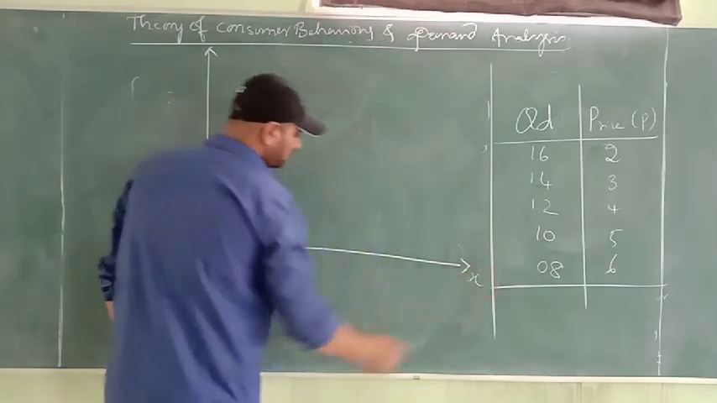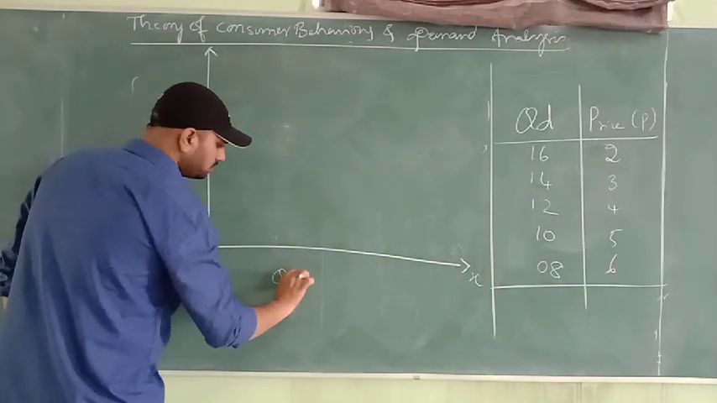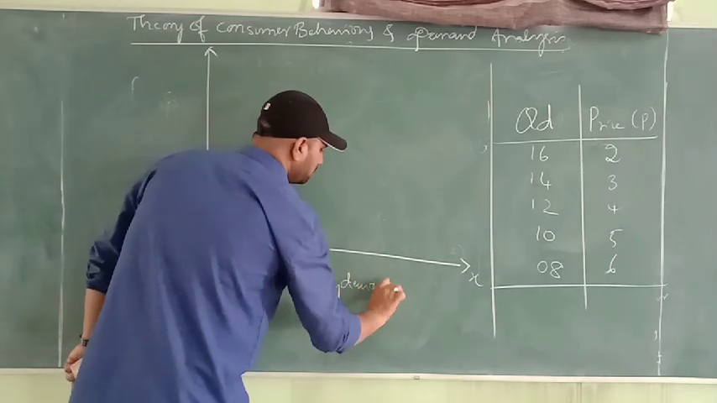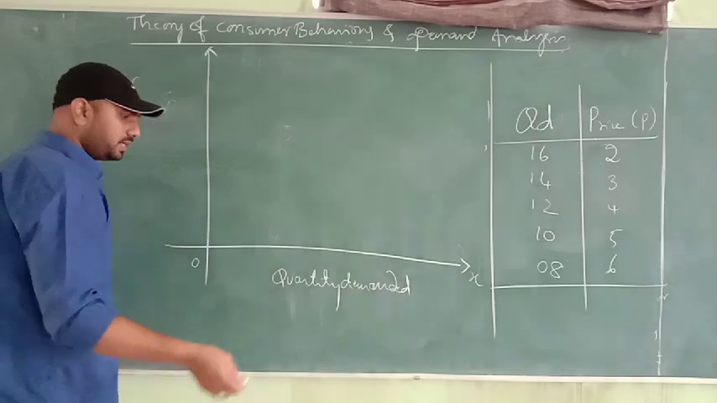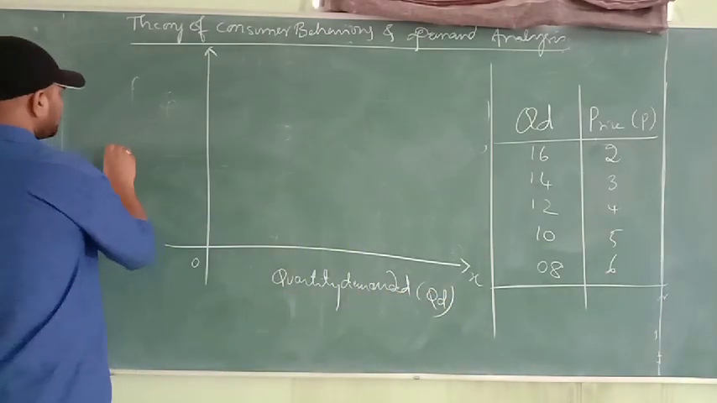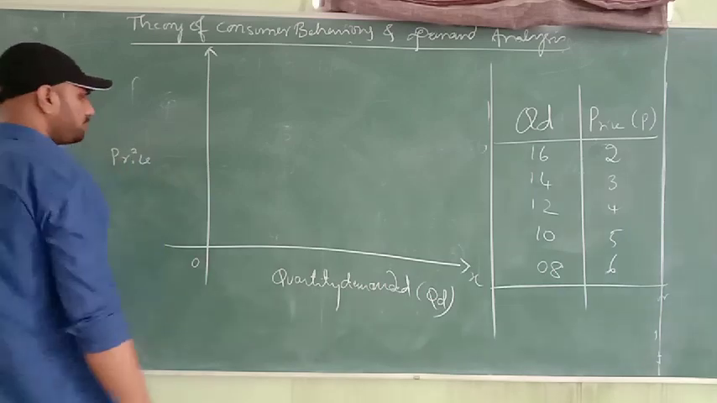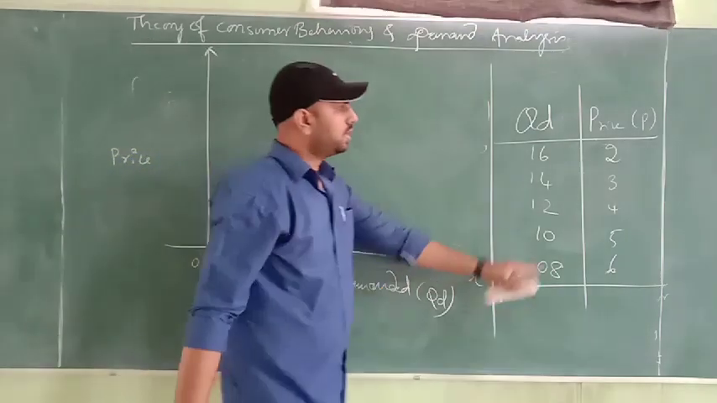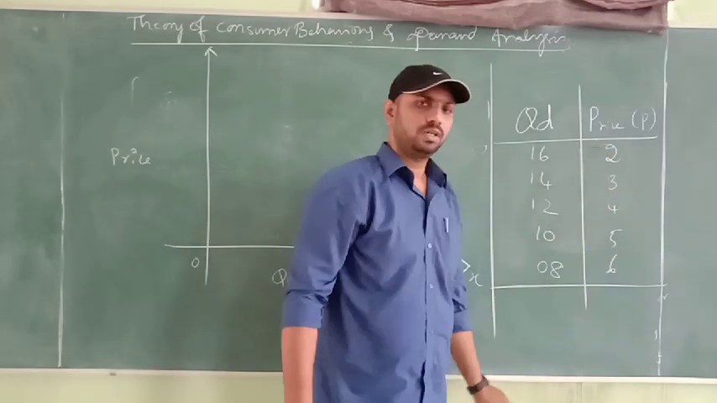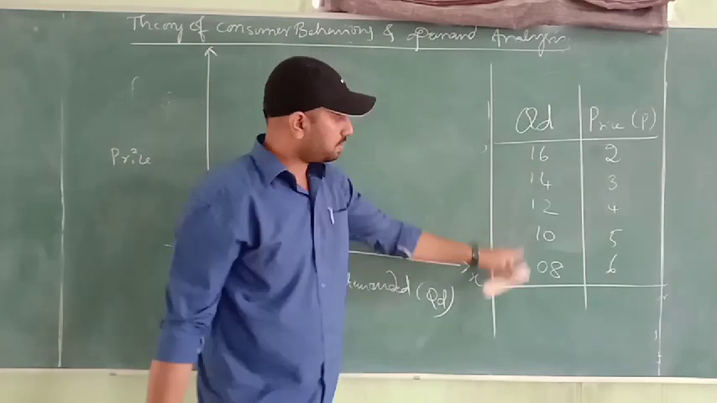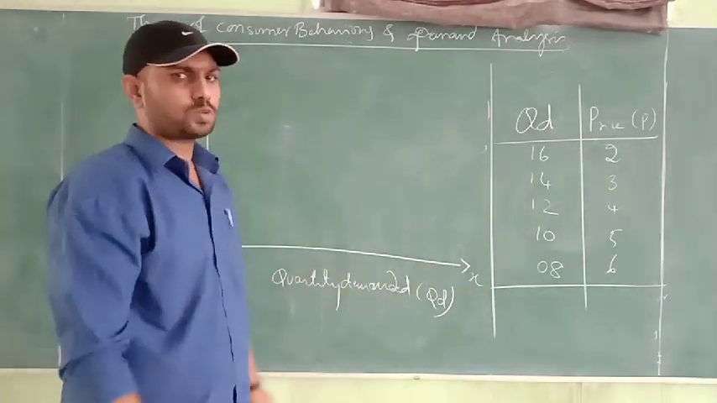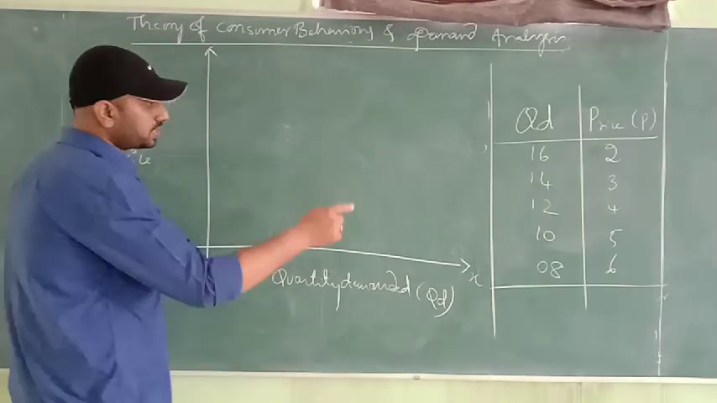On the x-axis we will represent the quantity demanded. We used to call it simply QD. On the y-axis we represent price, the independent variable. So here price is in rupees, 2, 3, 4, 5, 6 and 7 likewise, and the quantity demanded is somewhere from 16 to 8. You take the least and most values.